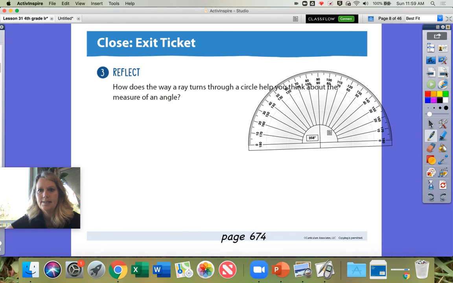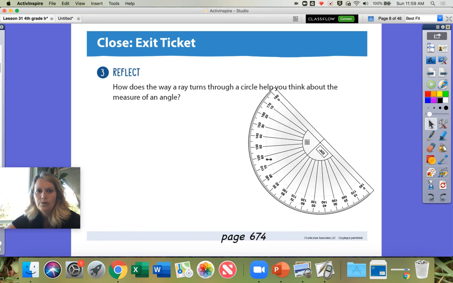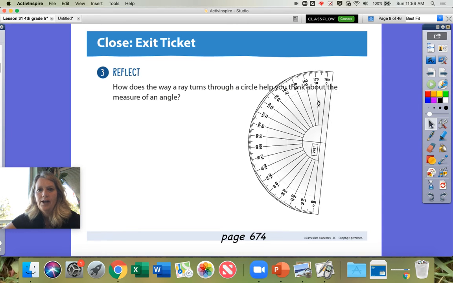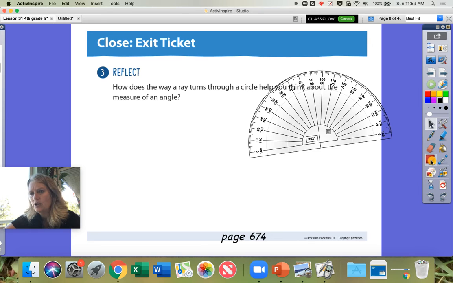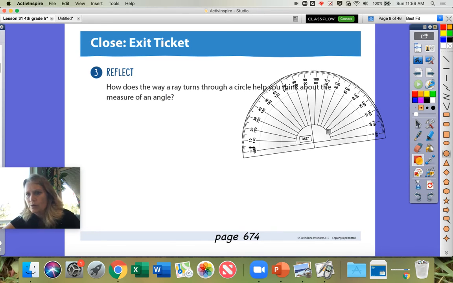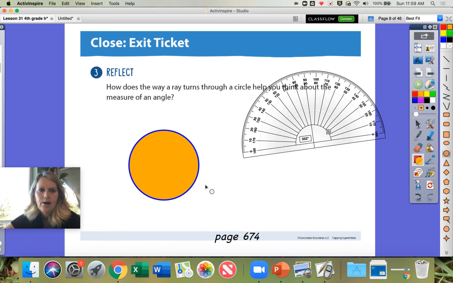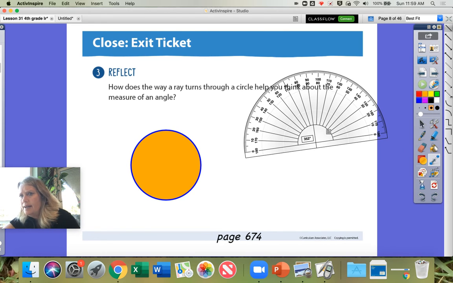It all makes sense. Number 3 on page 674 is a reflection question. How does the way a ray turns through a circle help you think about the measure of an angle? Okay, so if we have a circle, we do, because we are using our tools today. And the question is, how does the way a ray, and we can probably pull out a ray. Let's go find a ray here. There's a ray. Rays start from the middle of the circle and point out.